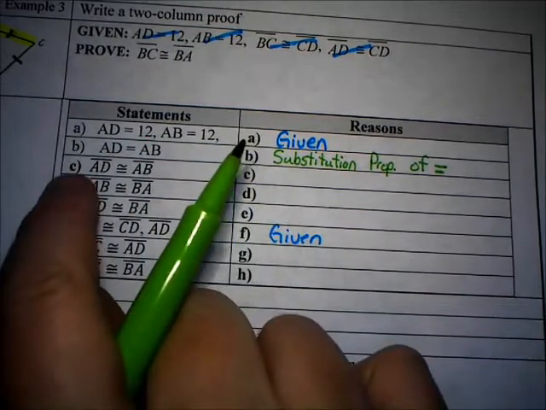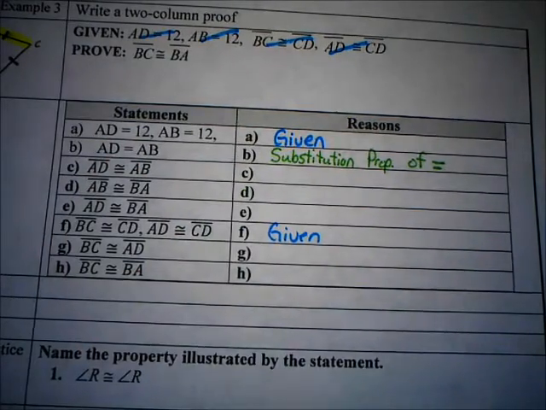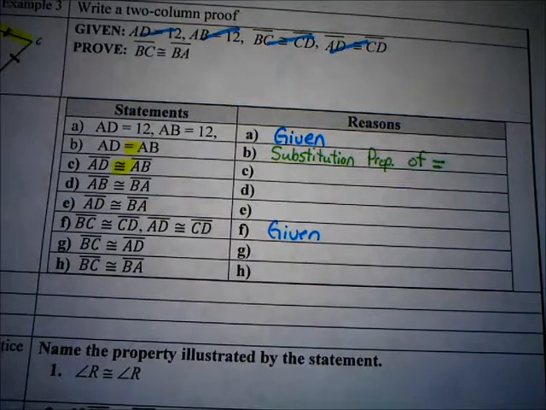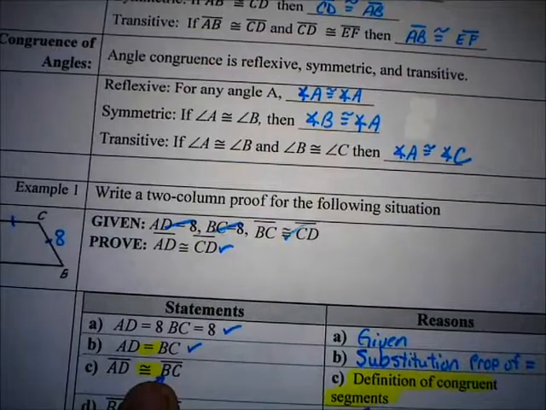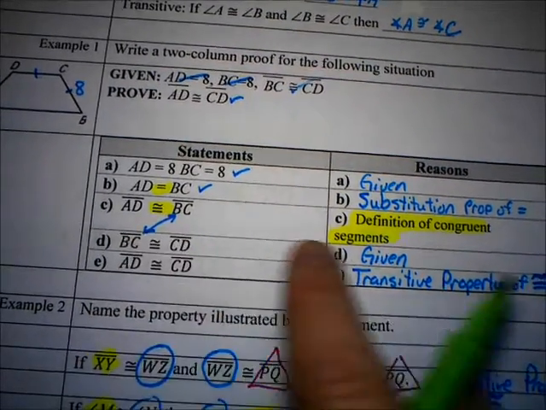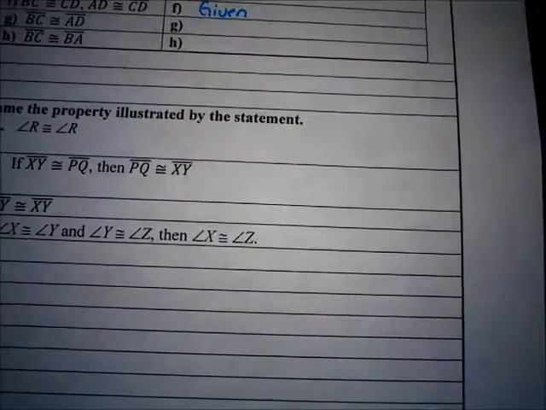Now from B to C, notice I have the same letters, but I changed from equals to a congruent symbol. Look at your last proof. Going from an equals to a congruent symbol meant that this was definition of congruent segments.